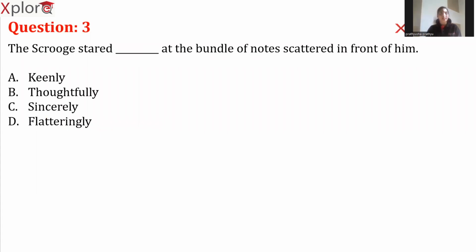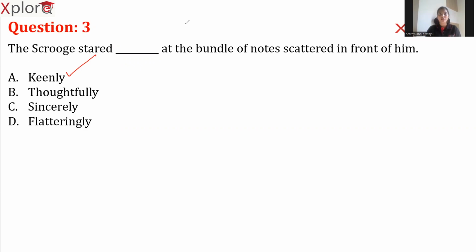The Scrooge stared blank at the bundle of notes scattered in front of him. Options: keenly, thoughtfully, sincerely, flatteringly. So staring means continuously looking at something very closely, like observing something. So here the right answer is keenly. Keenly means looking at something intensely without even blinking, or in detail, pin to pin. So that's what we call keenly, intensely looking at something.